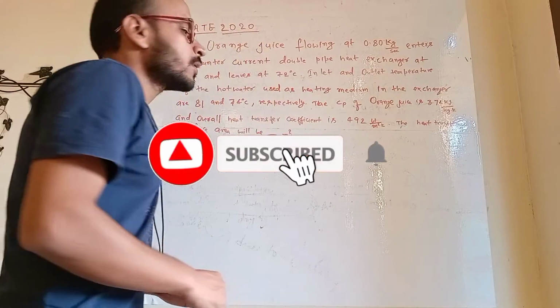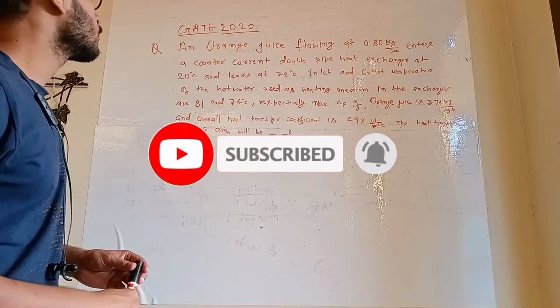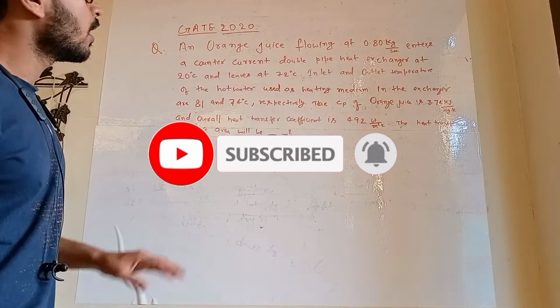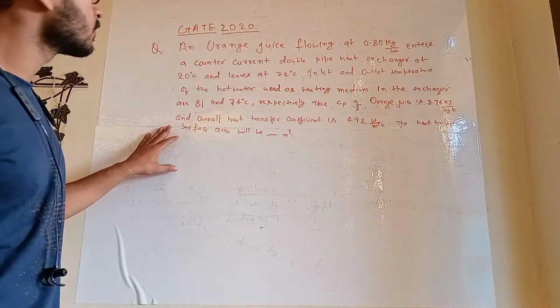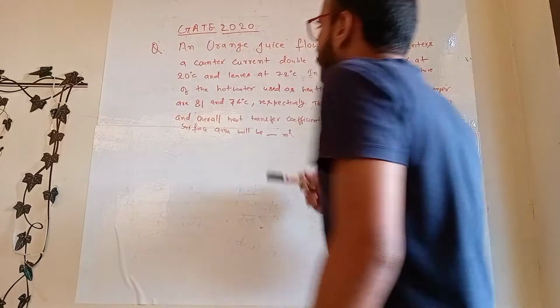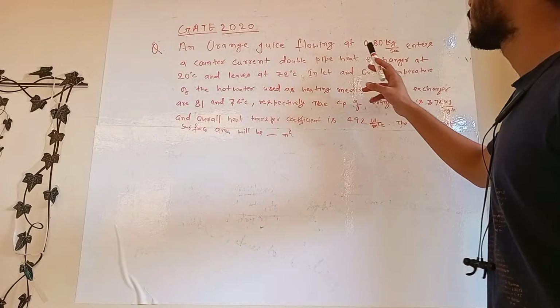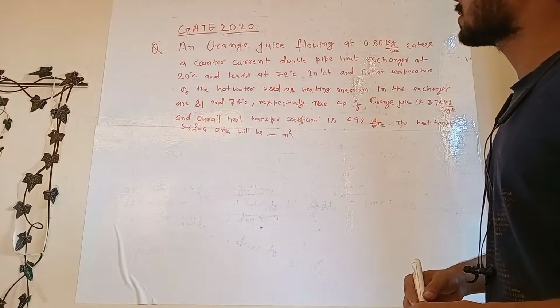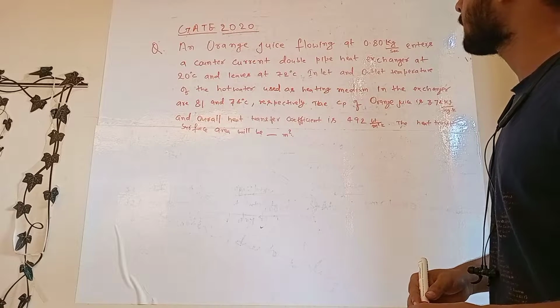So hello everyone. Today we will solve the GATE 2020 question. It is related to heat exchanger. In this the question is saying that orange juice flowing at 0.80 kg/s enters a counter current double pipe heat exchanger.